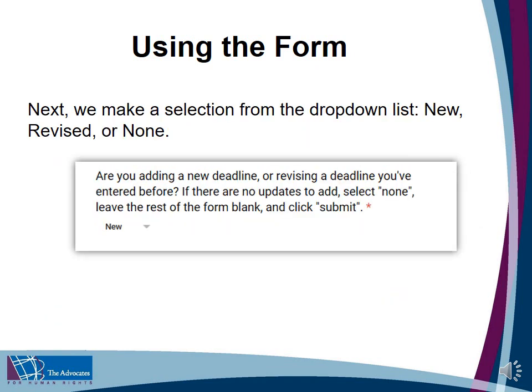So next, we make a selection from the drop-down list. Is the deadline that you found new, revised, or none? New means that you're adding this deadline to the database for the very first time. Revised indicates that the UN body has either changed a deadline or confirmed a tentative deadline. Choose this option if you're updating a deadline that you've previously entered into the database too. So none means that there are no new deadlines on the UN body's website, or that the UN body's website lists the exact same deadline as the last time you entered the deadline into the database or checked.